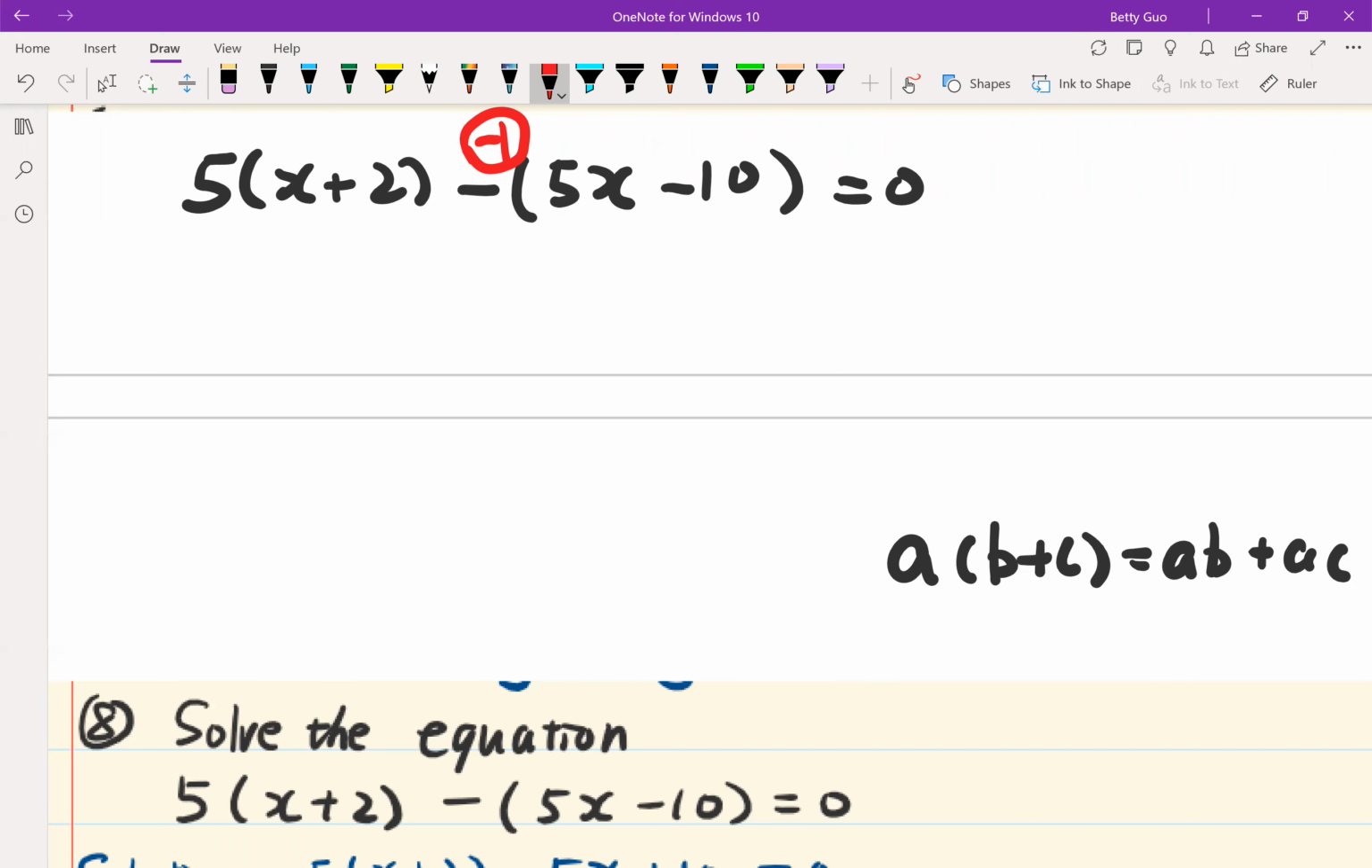Very good, very good. Yeah. So do you see those two cancel each other? Yeah. And then you combine the two constants. So what is that? 20 equals 0. Contradiction. So you're going to choose no solution. Yeah, let's look at this problem together.